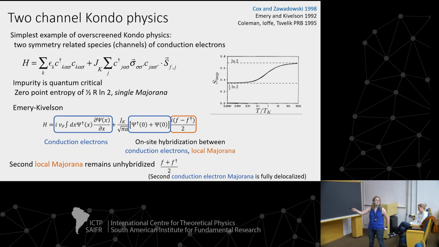So this one is the one that comes up in the Hamiltonian, but this hybridizes. So it becomes part of the conduction electron band, and it's totally delocalized. So the Majorana that's left over is this linear combination. So you do need both. Yeah, the one that people don't usually write is the second conduction electron Majorana, but that's also delocalized.